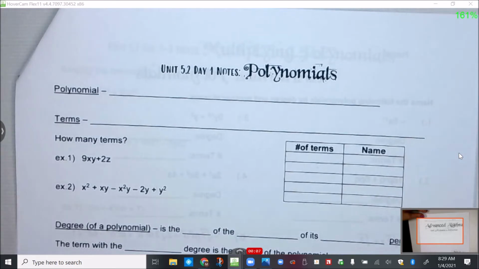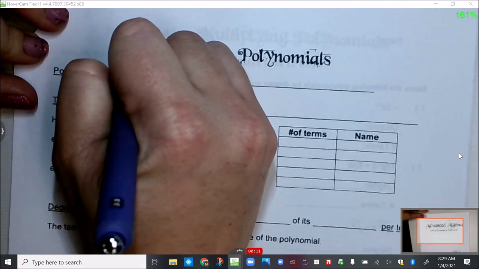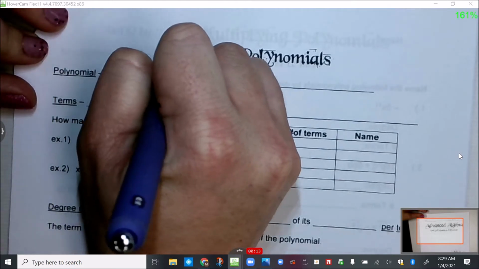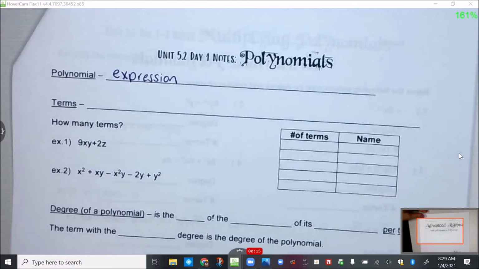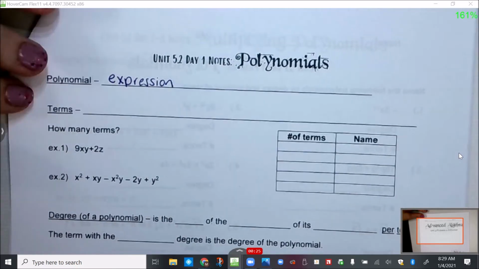So a polynomial is an expression. Who knows what an expression is? It's a phrase. Kinda, but like a math expression. Something that expresses something. Okay, it's like an equation with no equal sign. Okay? So that's all polynomials are, just expressions.